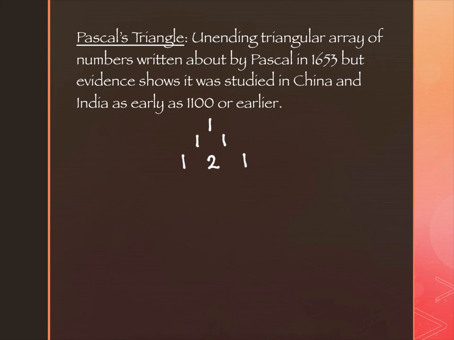So the third row is 1, 2, 1. The next one is 1, 3, 3, 1. And then 1, 4, 6, 4, and 1. I'm going to pause there. Oh, actually, let me do one more. I think it'll be more obvious if you do just one more. We'll do 1, 5, 10, 10, 5, and 1. Let's do that.